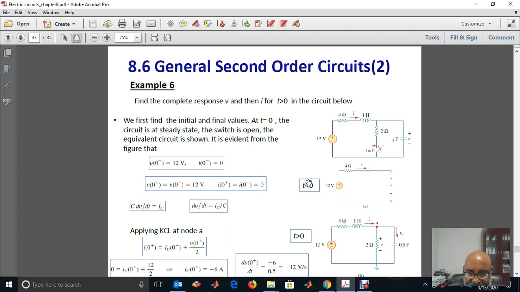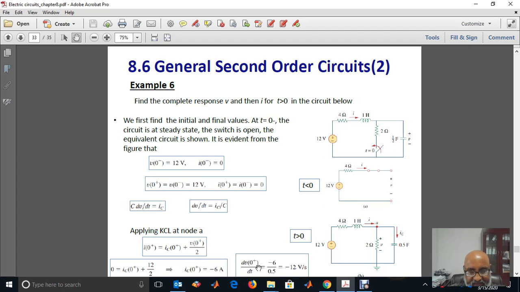And by using KCL, after the switch is closed, I at 0 plus is equal to IC at 0 plus, plus V at 0 plus divided by 2. V at 0 plus is the voltage across the capacitor, 12, divided by 2. I at 0 plus, the current through the inductor, is 0. Therefore, IC at 0 plus is minus 6 ampere.